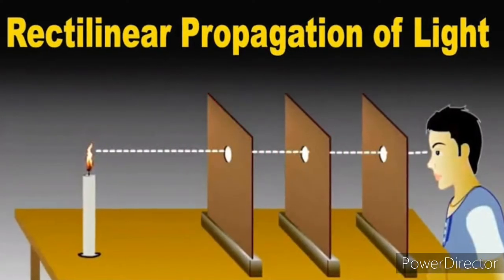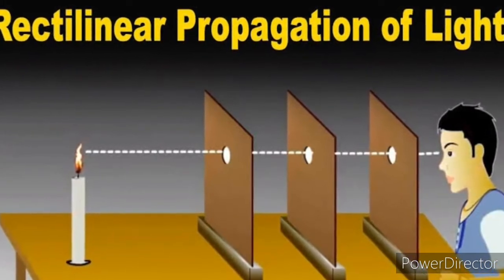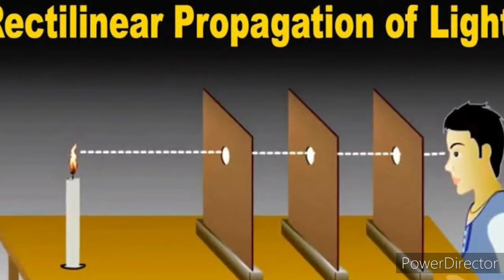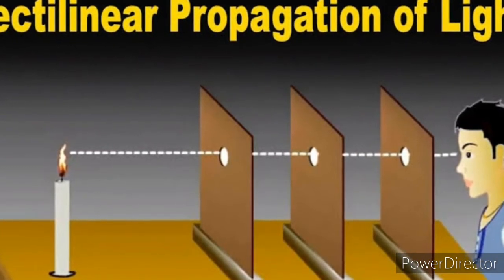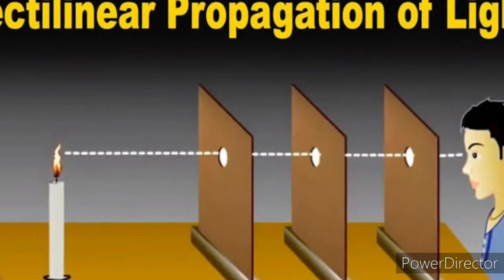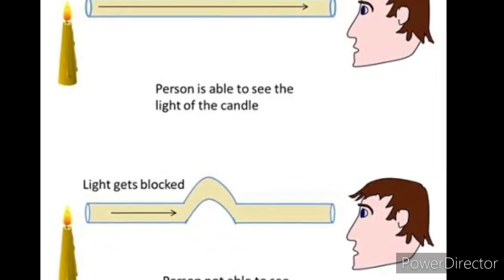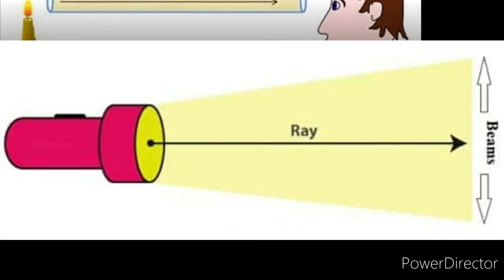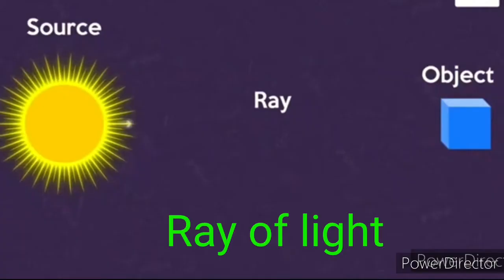Children, next let me explain about rectilinear propagation of light. Rectilinear propagation of light refers to the tendency of light to travel along a straight line. Here, the term rectilinear is a fancy word for straight. In this, we have two types. They are ray of light and beam of light. First one is ray of light.